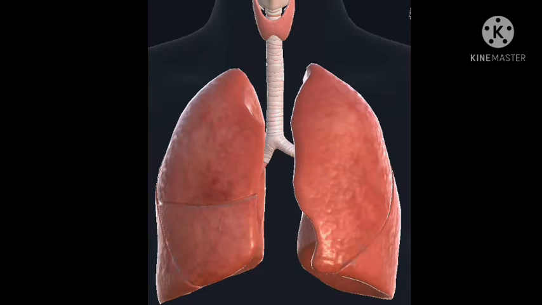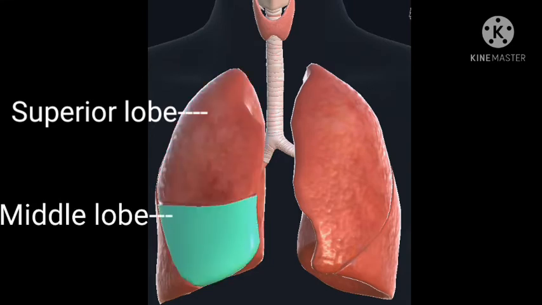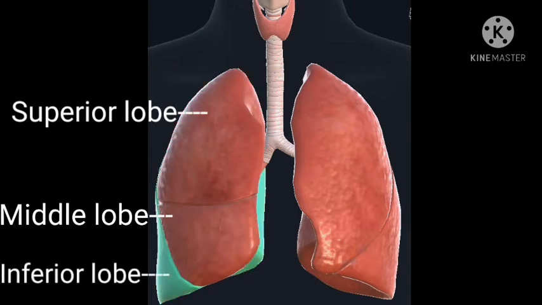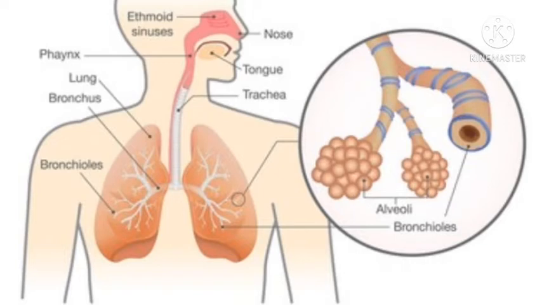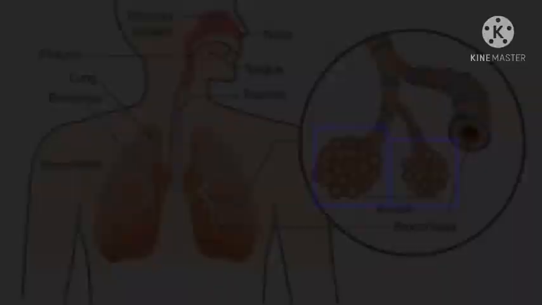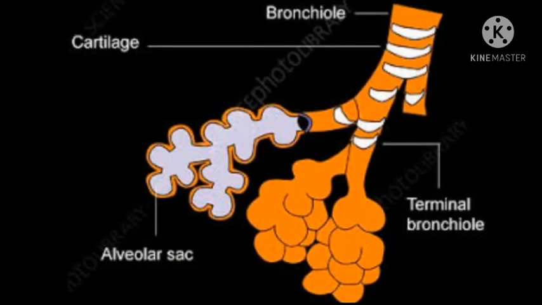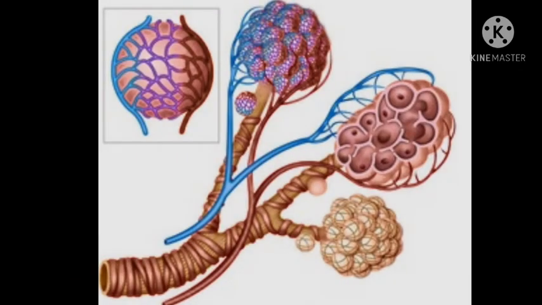The right lung has 3 lobes: the superior lobe, middle lobe, and inferior lobe, whereas the left lung has only 2 lobes, the superior lobe and the inferior lobe. Within the lungs, the passage divides into smaller and smaller tubes which finally terminate in balloon-like structures called alveoli. The alveoli provide a surface area where exchange of gases can take place. The walls of the alveoli are connected with an extensive network of blood vessels: veins, arteries, and capillaries.